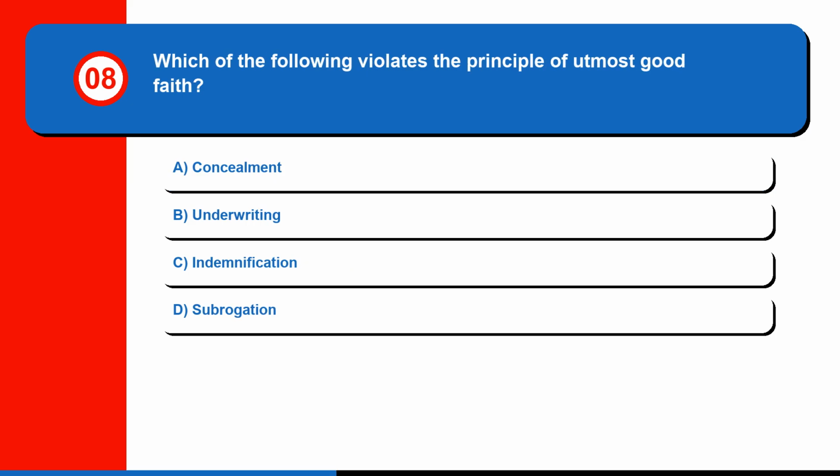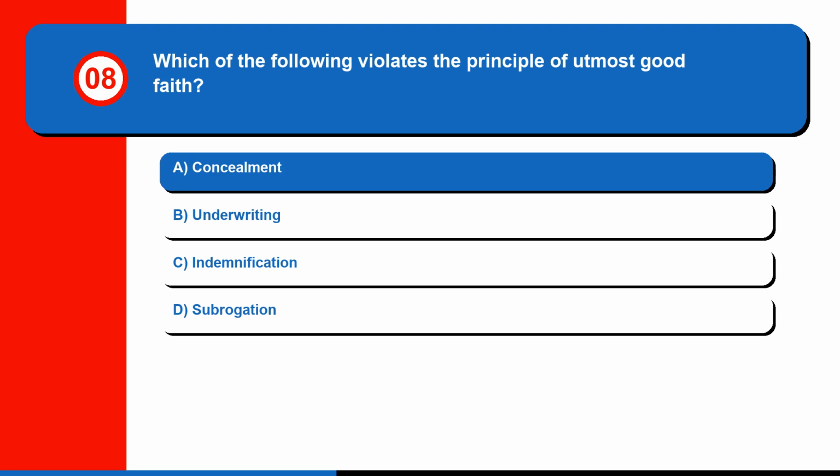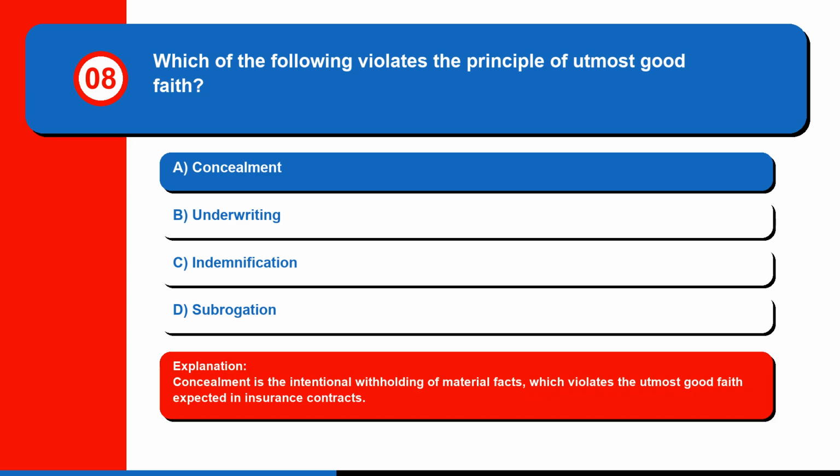Question 8. Which of the following violates the principle of utmost good faith? A. Concealment, B. Underwriting, C. Indemnification, or D. Subrogation. The correct answer is A. Concealment. Concealment is the intentional withholding of material facts, which violates the utmost good faith expected in insurance contracts.